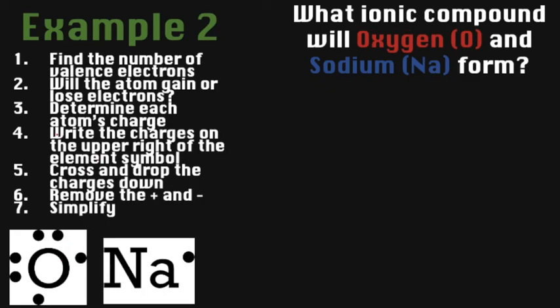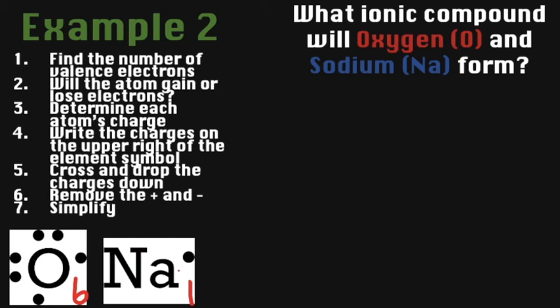One final example here. So what ionic compound will oxygen and sodium form? Okay, so we're back to our normal way of doing it here. So if you look up oxygen on the periodic table, it has 6 valence electrons. Sodium has 1. Now, will each atom gain or lose electrons? Well, oxygen, it is so close to 8, right? It already has 6 valence electrons. So it's going to gain electrons.